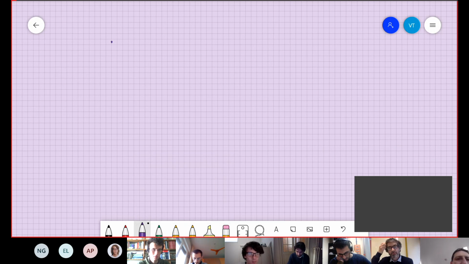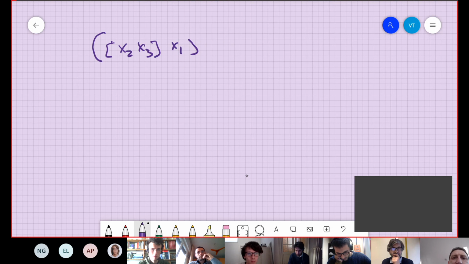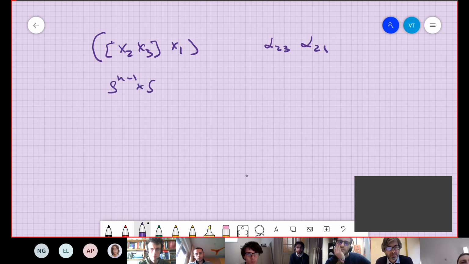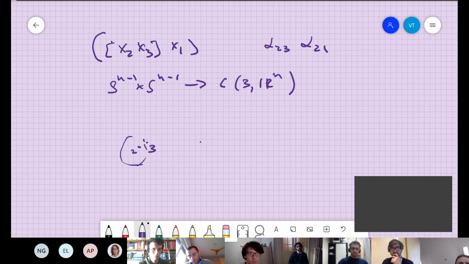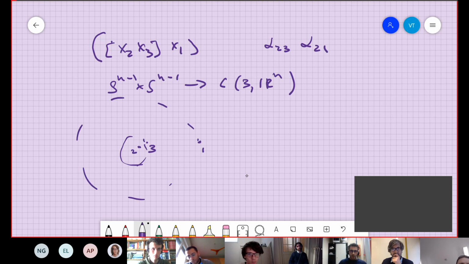Okay, so when we have x2, x3, x1, right, and we had before the monomial alpha 3, alpha 1, right? You see that this class can be represented by the product of spheres, Sn-1 times Sn-1, to the configuration space of 3 points in Rn, right? And let's have point 3 go around point 2, and point 1 go around both of them.